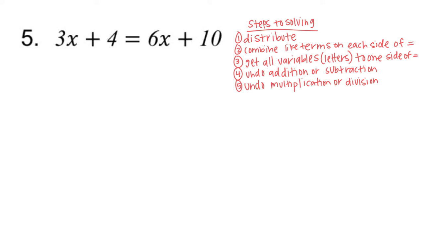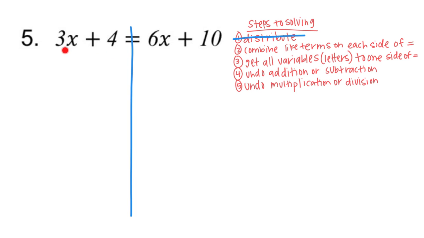All right, let's do another example. Here we go. Draw your line down your equals. Going through my steps, my first step says distribute. I do not have any parentheses, so I don't need to distribute anything. My next step says combine like terms on each side of the equals.